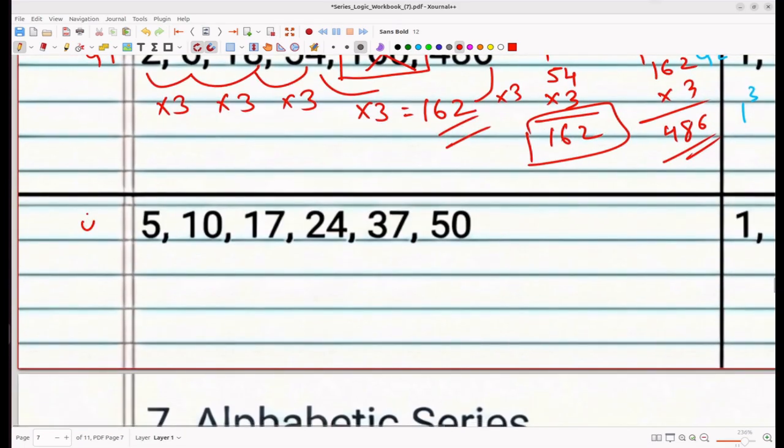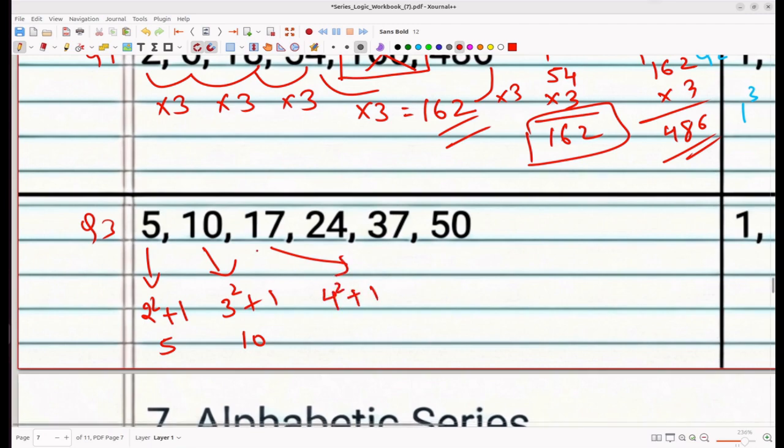Let's see question number 3 quickly. What pattern do we have? 5, 10, 17, 24, 37, 50, right? Let's identify with squares first, if it is possible. 2 square is 4, might be plus 1. 2 square 4 plus 1 will be 5, right? Again here 3 square plus 1: 3 square is 9, 9 plus 1 is 10. Yes, the pattern is matching here. Like this we can identify. 4 square plus 1, will it be 17? Yes, 4 times 4 is 16 plus 1 is 17.